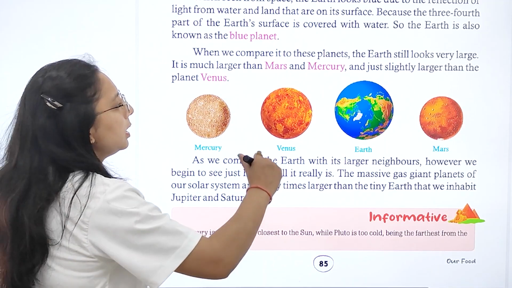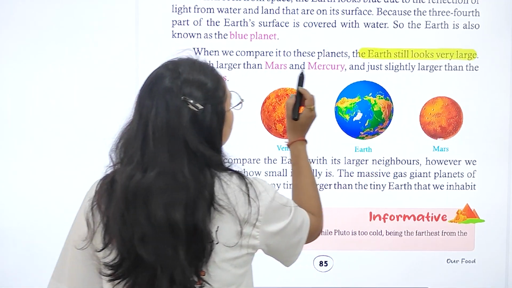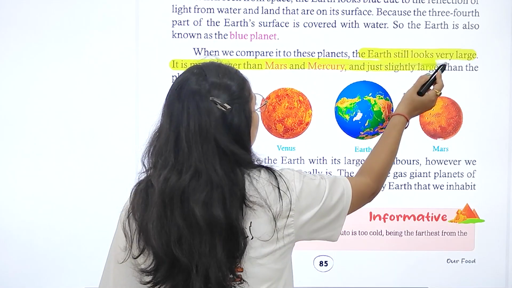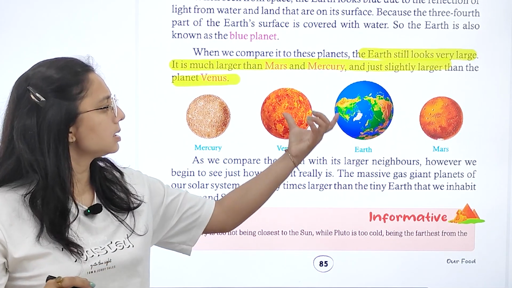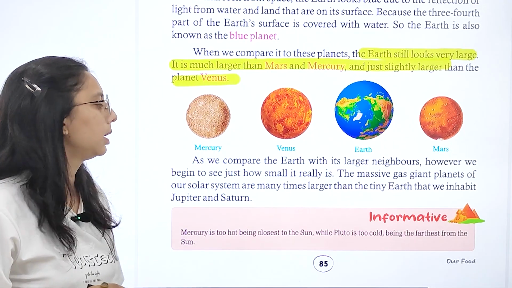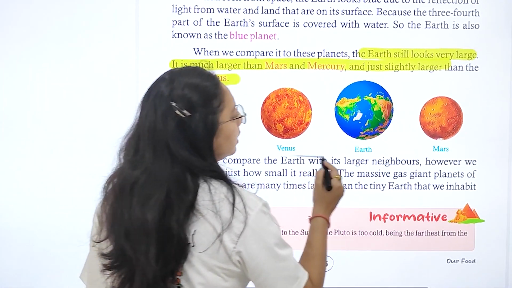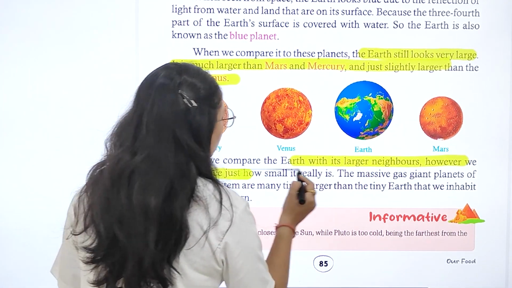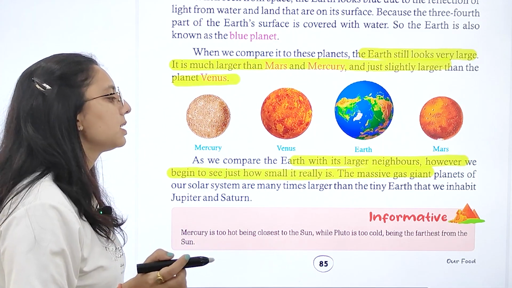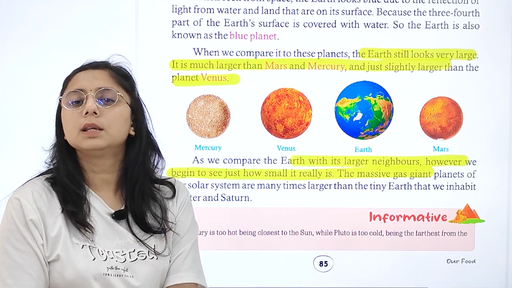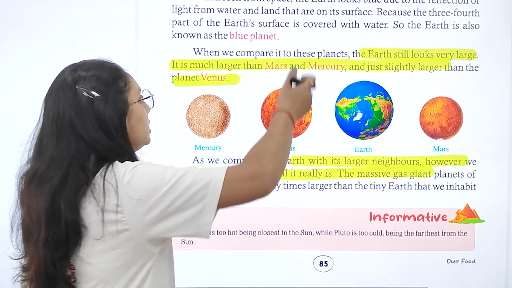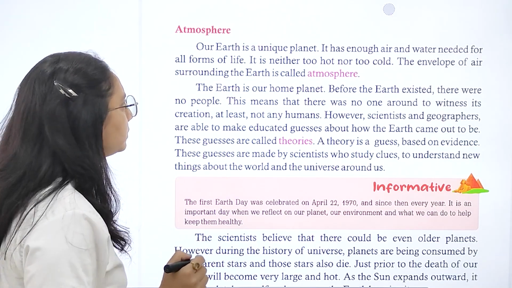Right? If we compare it to these planets, earth still looks very large and it is much larger than Mars and just slightly larger than planet Venus. देखिए थोड़ा सा slightly है और उनसे तो और ज़्यादा बड़ा. As we compare earth with the outer neighbors, we begin to see it is just small. It is real. The massive gaseous giant planets in the solar system are many times larger than, किससे? आपका teeny Earth, which is Jupiter and Saturn.